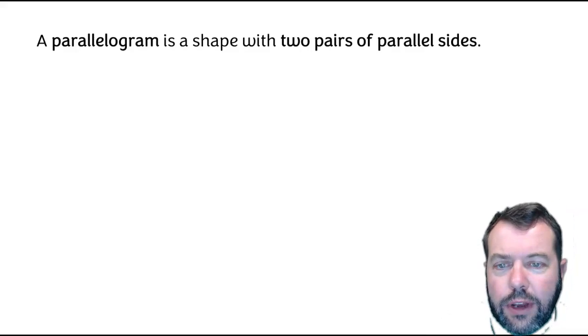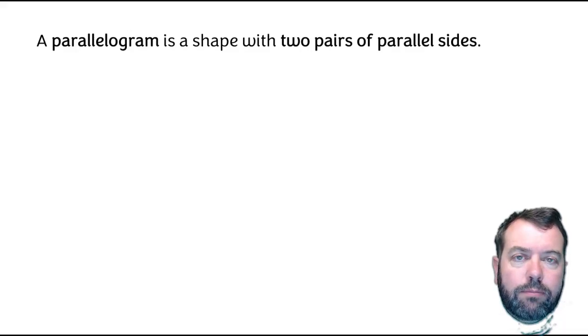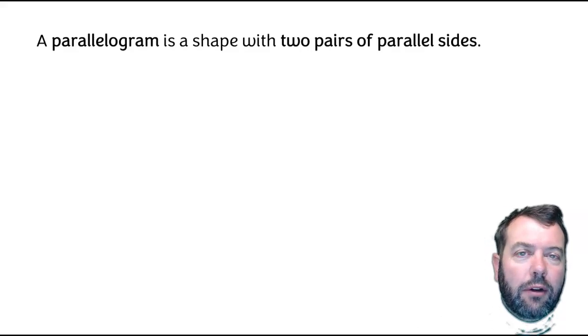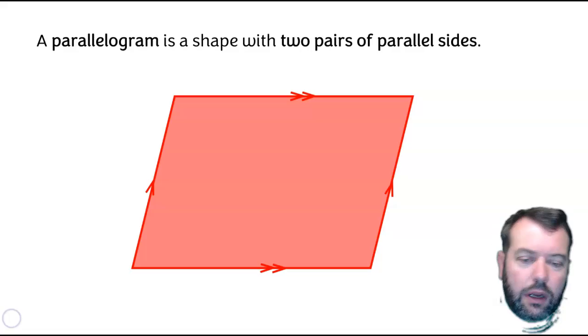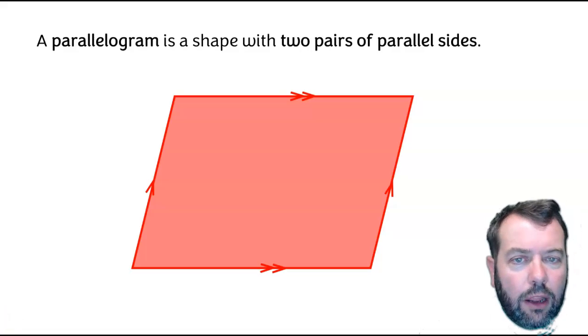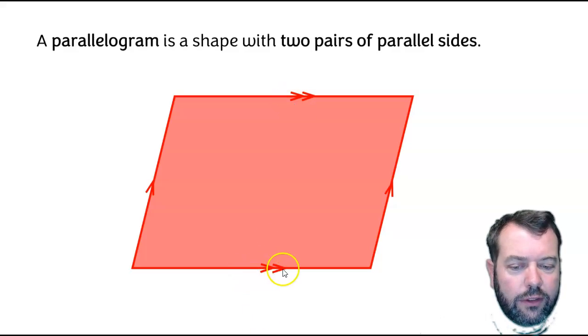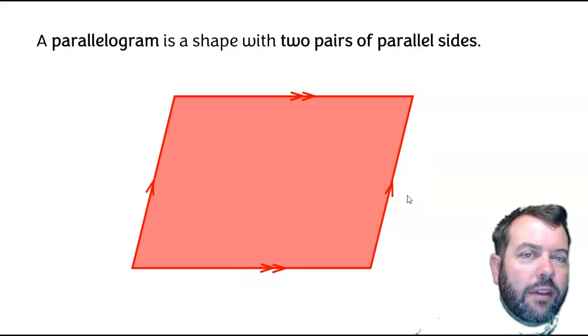The one I'm going to run with today is a shape that has two pairs of parallel sides, four sides altogether, and two pairs of parallel sides. Here we go. Here is a parallelogram. These little arrows drawn on the sides indicate that the sides are parallel.